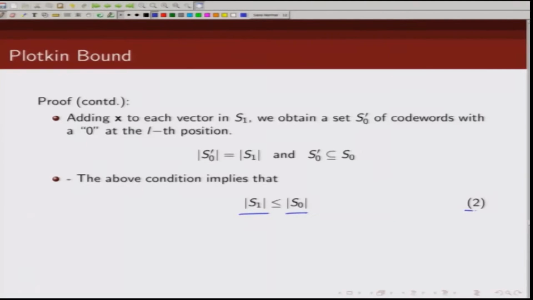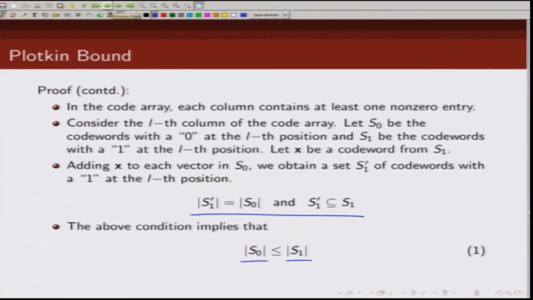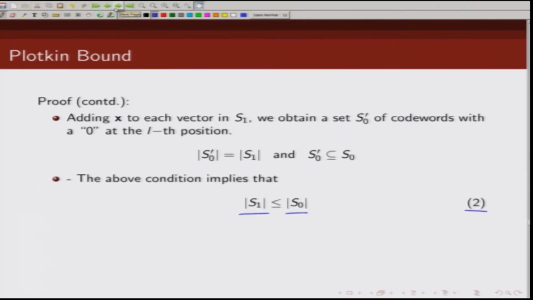Now, if we look at relation 2 and relation 1, here we got the condition that the number of code words which have 0 at the lth location is less than or equal to the number of code words which have 1 at the lth location, and here we got the condition that the number of code words which have 1 at the lth location is less than or equal to the number of code words which have 0 at the lth location.